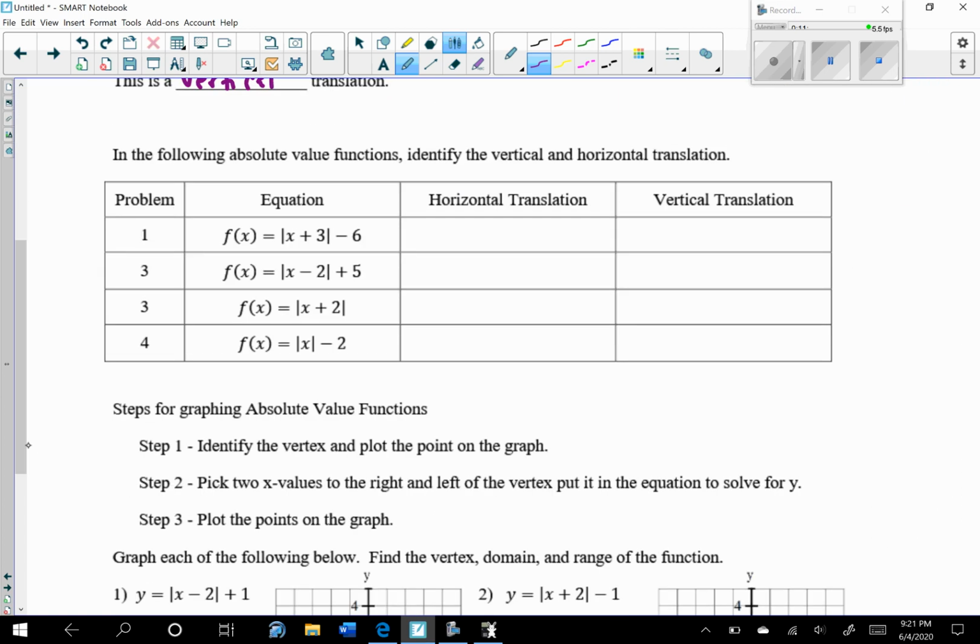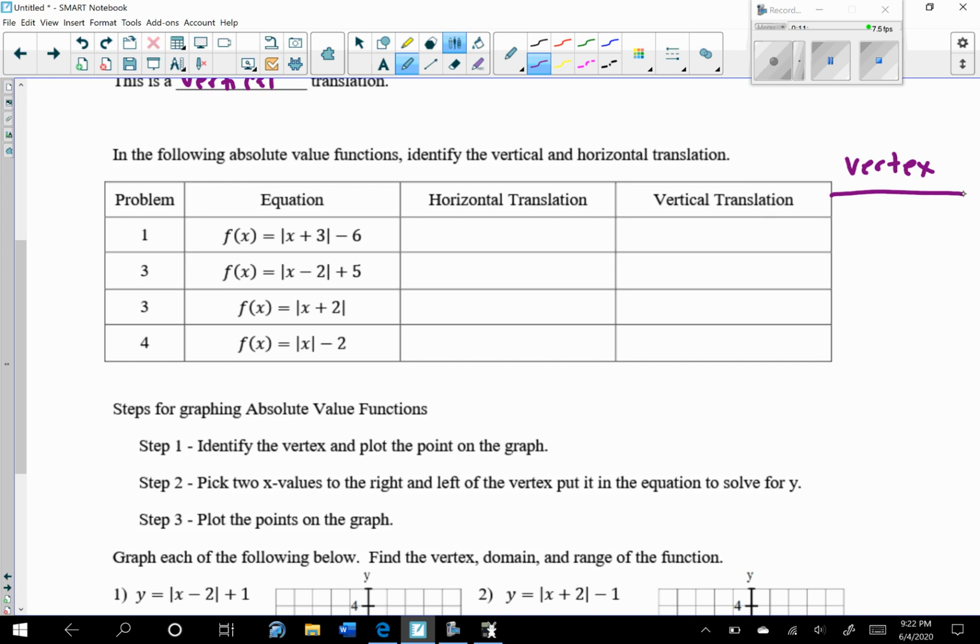So let's go ahead and look at the next part. It says in the following absolute value functions, identify the vertical and horizontal translation. So if you want to do that, you want to first identify what the vertex is. So I'm going to make another column here for the vertex of each of these.